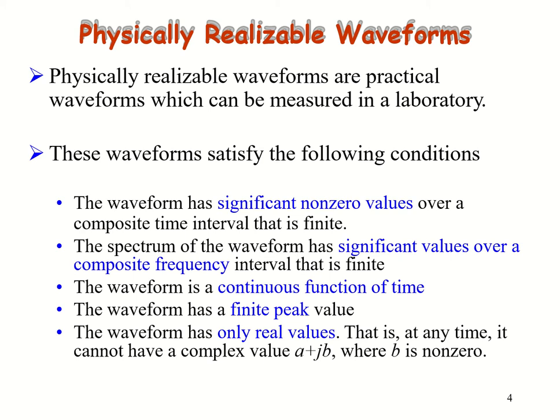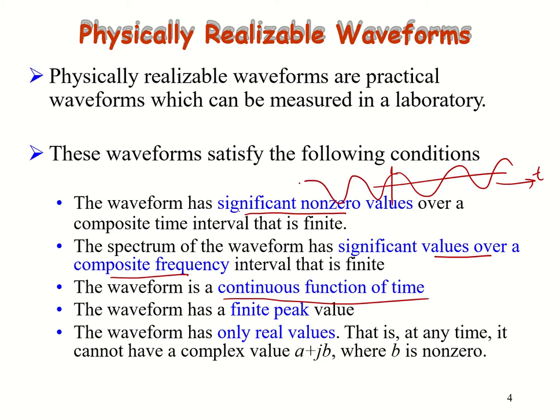If we talk about physically realizable waveforms, these are the waveforms which we actually use in practice, and they can be measured in a laboratory. These waveforms satisfy some basic conditions. For example, they have significant non-zero values over a composite frequency domain. If you're talking about the time domain, the waveform is a continuous function of time. For example, if you draw a cosine signal, it just keeps going, it's a continuous function of time.